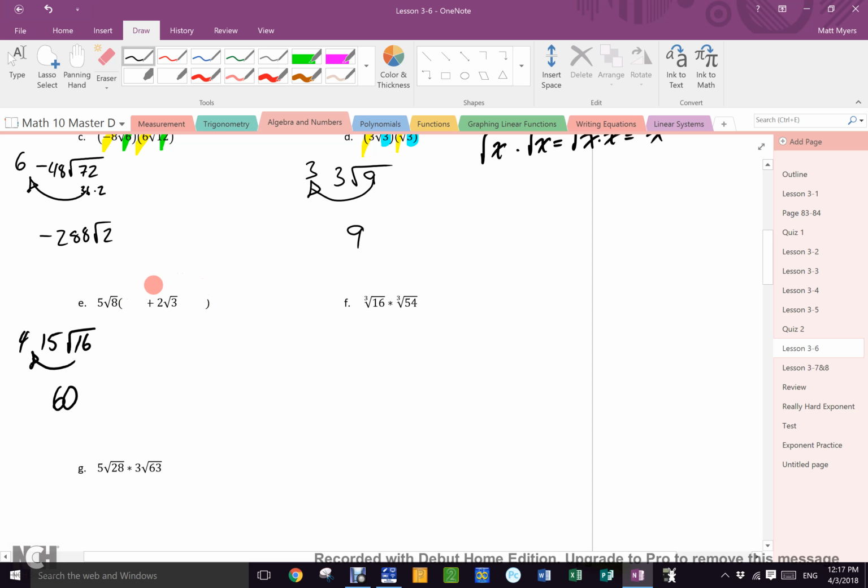What do I do with the 5 and the 2? Multiply to get 10. What do I do with the 8 and 3? I should put it up here. 10 root 24. Would I leave it like that? Yes or no?